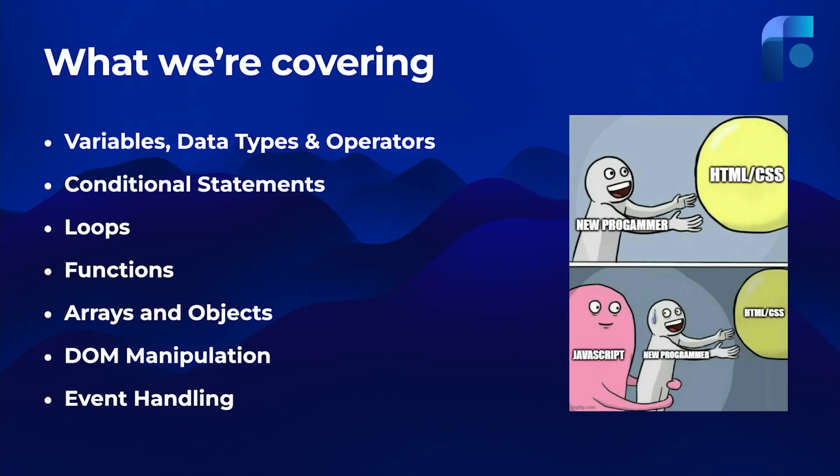And there you go. Those are all the things that we've covered, the core aspects of JavaScript. We've gone over variables, data types, and operators. We've had a look at conditional statements, loops, functions, arrays, and objects, which are quite important, DOM manipulation, and finally, event handling.